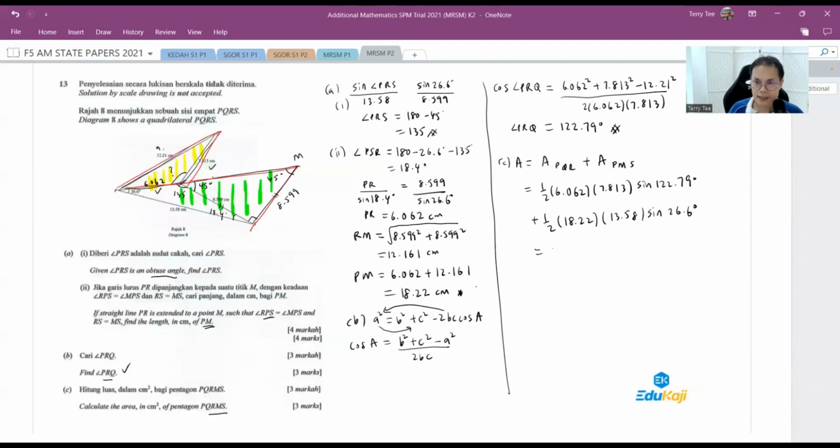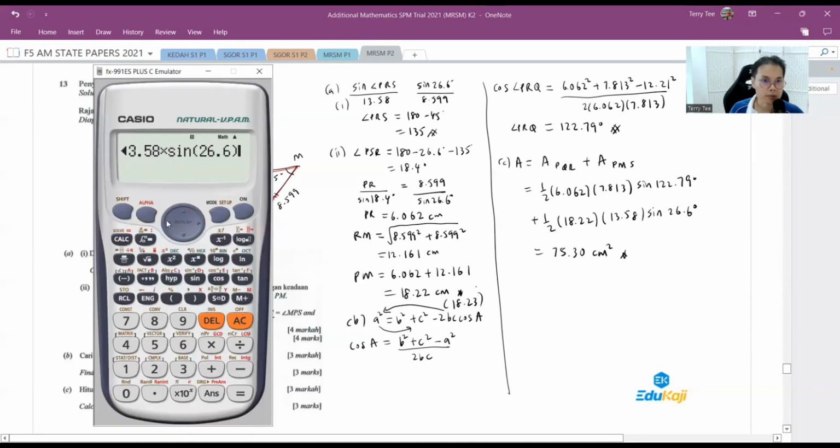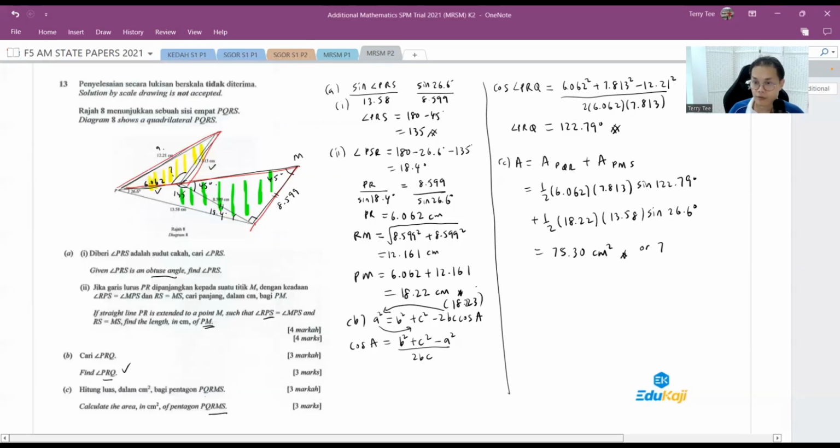Now, you might get a slightly different answer because some of you may use 18.23 here. Let's just see. If I just change this to 18.223, then your answer might be a little bit different. Yeah, you get 75.31. But it doesn't matter. It's because here I'm using 4SF, so your answer will be 75.30. If you use 18.223 with 5SF, you get 75.31.